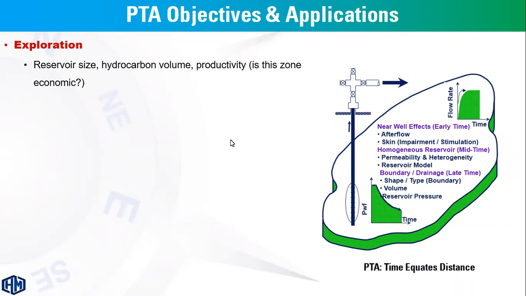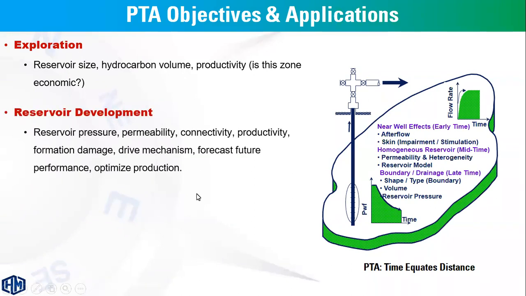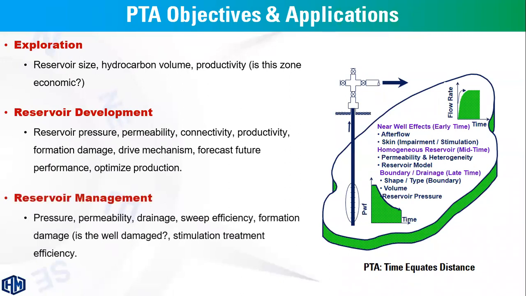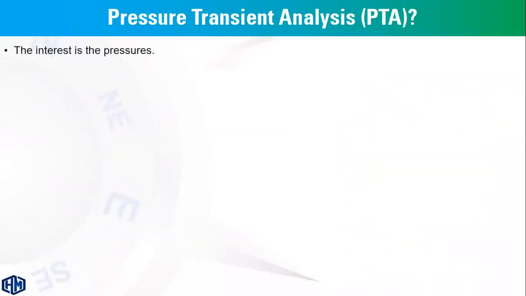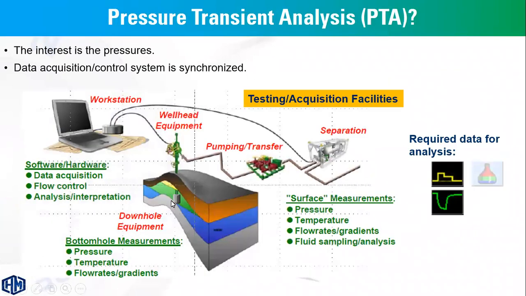So for the reservoir development phase, we have important information to identify like permeability, connectivity between wells, formation damage, and the characterization of completion efficiency. And within reservoir management also, we have important information we can get from well testing like sweep efficiency, drainage, and permeability. So again, we have these downhole memory gauges to record bottom hole data like pressure and temperature versus time. And at surface, we have specific surface testing equipment to measure flow rates and pressure versus time.